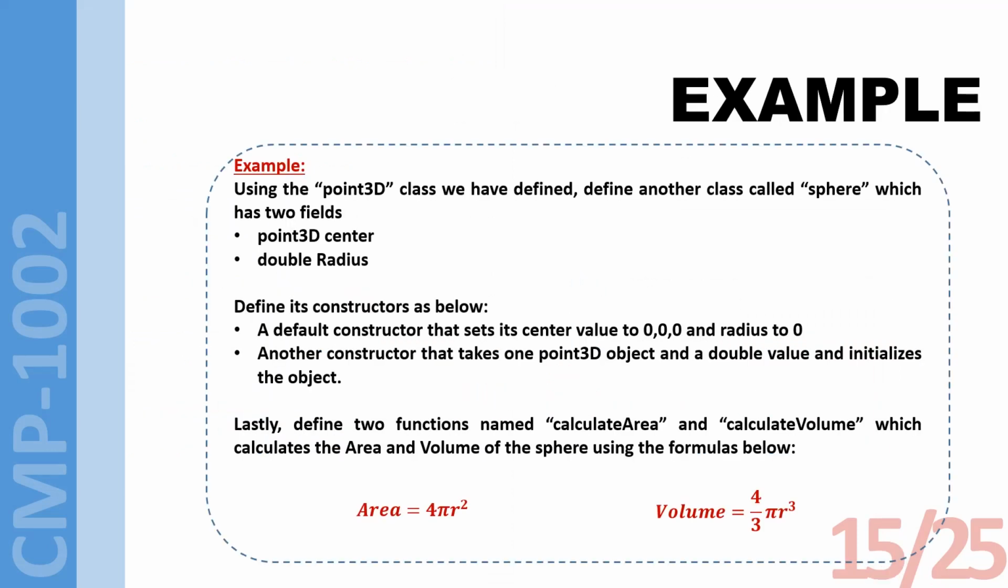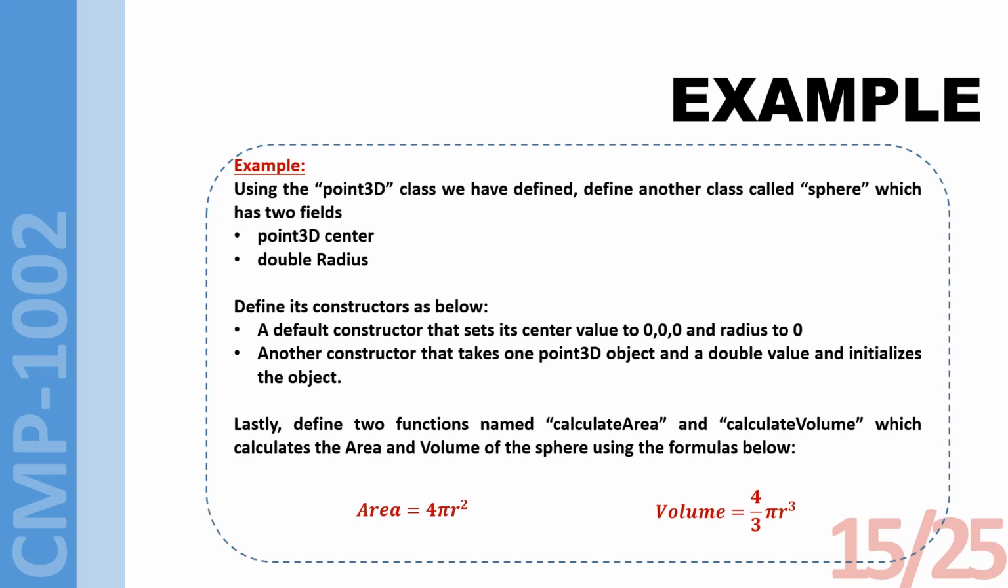So let's have another example where I will be having a third class. Using the point3D class that we have defined, define another class called Sphere, which has two fields: point3D center, double radius. Well, this is a sphere, so it has a center coordinate, and it has a double value, which is going to represent the radius of the sphere. I would like to have a couple of constructors for the sphere. A default constructor that sets its center value to 0, 0, 0 and radius to simply 0.